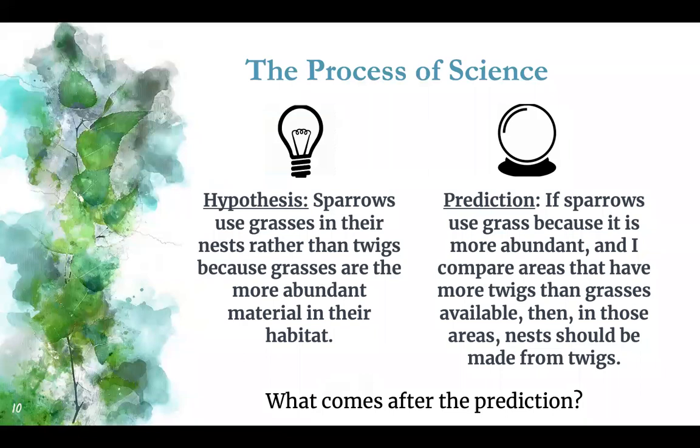So my prediction, this is my if-then statement, what I expect to observe. So if sparrows are using grass because it is more abundant, and I compare areas with grass and areas with twigs, then I expect the nest to be made of twigs in areas that have more twigs. Right, so my whole explanation in my hypothesis is that it's the availability of grass versus twigs that determines what the nest is made of. Therefore, if I go to an area with lots of twigs, you would think the nest would be made of twigs.